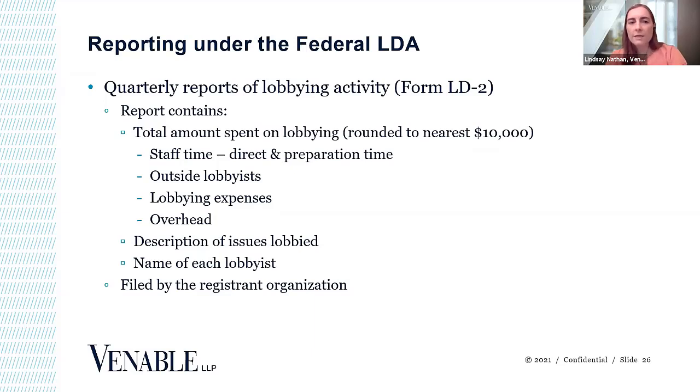In terms of their lobbying activities, in addition to the actual amounts of spending, you're also going to provide descriptions of the issues that you're lobbying on, and the name of anybody who is a registered lobbyist on your behalf. The LD2 is actually filed by the registrant organization. There are other lobbying disclosures that are filed by the individual lobbyist, which we'll talk about next.